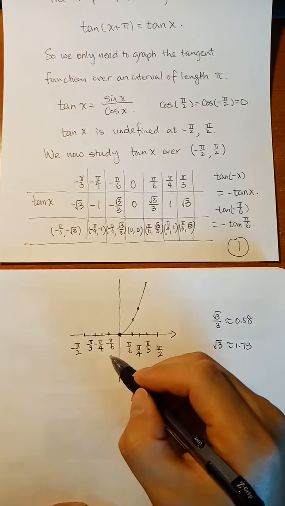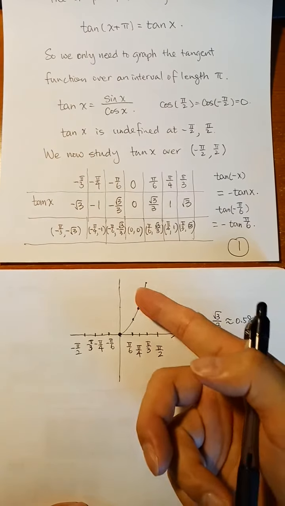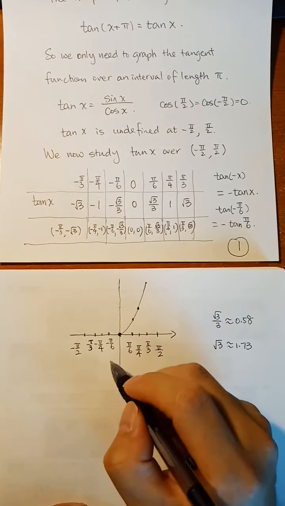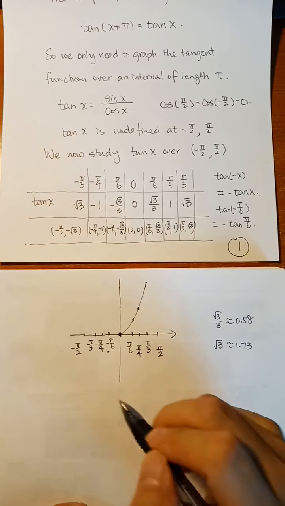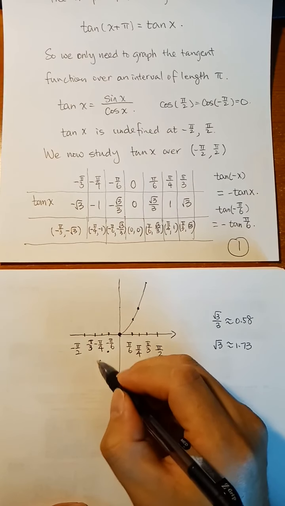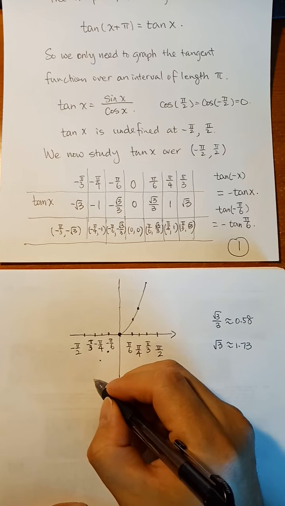And the other part, they are symmetric because of the odd function. You just rotate it pi radians, or rotate this graph 180 degrees. So you get the other part. The other part is negative 1, negative 1.73. Okay.